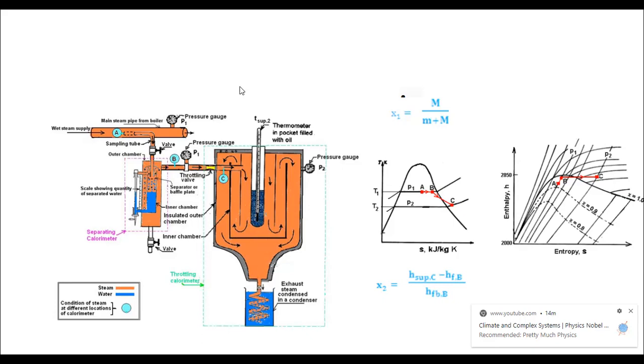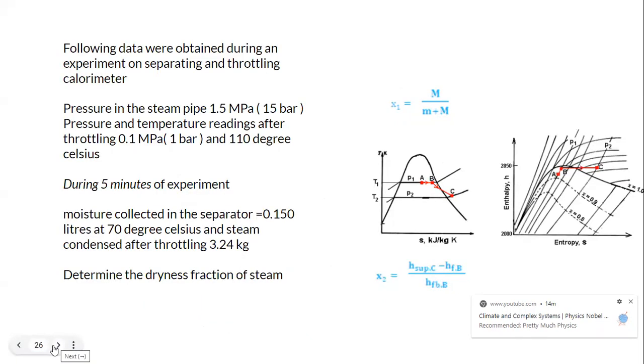So the numerical is as follows. Let us take down this numerical. We need to carry a notebook with us, which would help us to note down the observations which are given, and then we would solve the numerical. So the question is as follows.